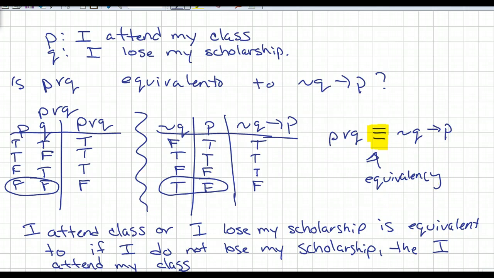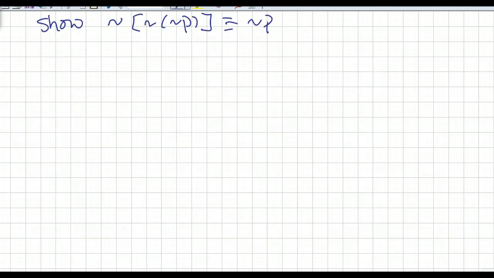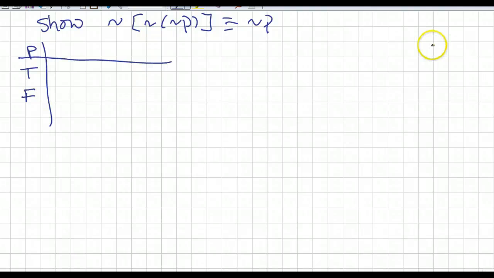Can we just do an equal sign? How do you show that this is equivalent? Well, really easy, actually. We're only dealing with one variable, P, so you only have two possibilities, a true and a false, right? Wait, so for every variable you add, do you just double it on the bottom? Yeah, so two goes to four and then four goes to eight. So for each variable you have, you're going to have two to the n rows.